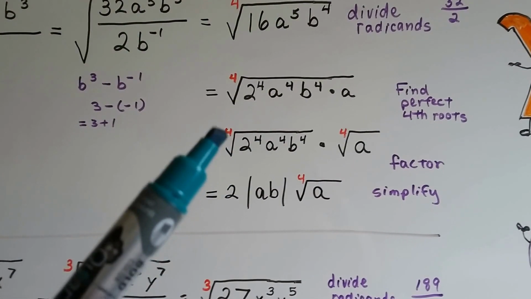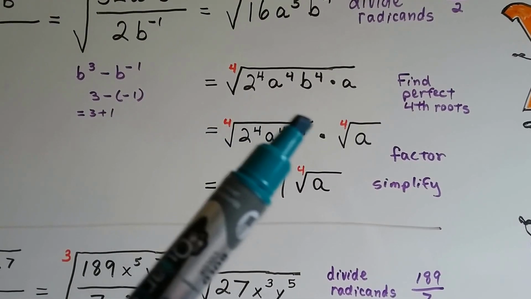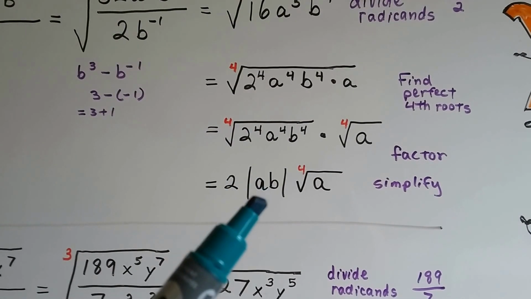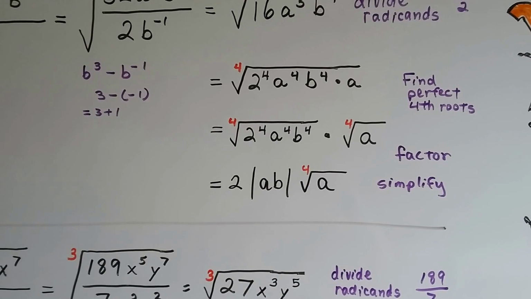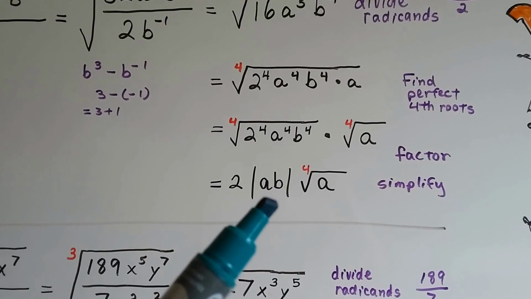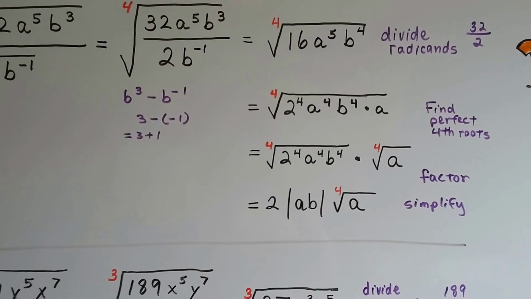And because this is a fourth root, and these are 4 exponents, we can pull all of that off and just have 2 absolute value of a and b times the fourth root of a. And they're in absolute value bars because their exponent is a 1, and we came from an even root. Okay?